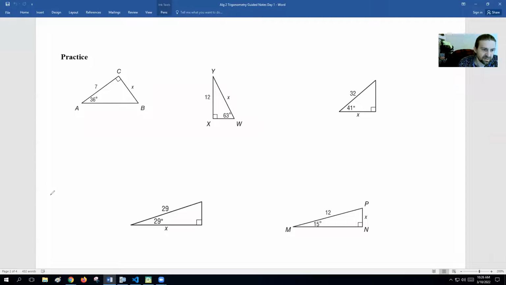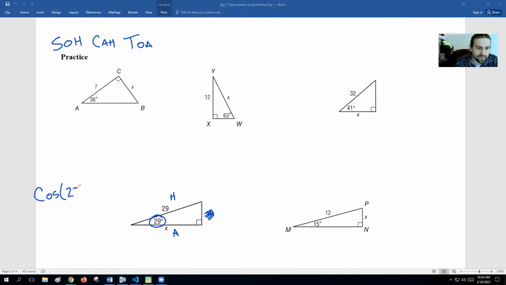All right, next problem here. Let's look at the angle here. This is the hypotenuse. There's the opposite. There's the adjacent. We don't care about the O. It's not labeled at all. We got A and H. SOHCAHTOA again. A and H, that's cosine. So the cosine of the angle 29 equals A, which is x, over H, which is 29. x is up high again, so we're going to multiply. x equals 29 times cosine of 29.